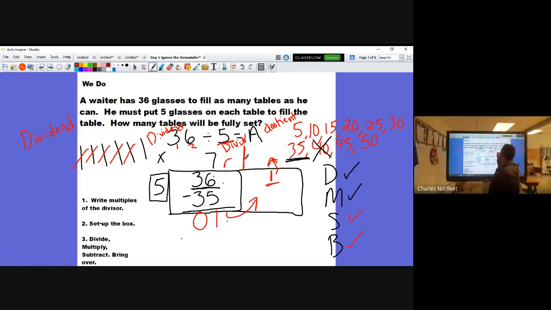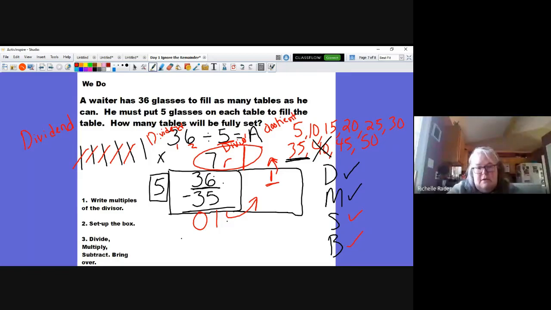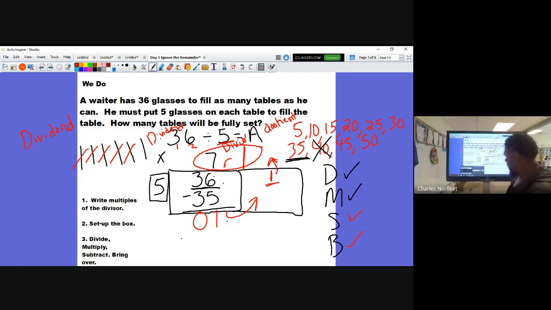So our answer here is 7 remainder 1. Before we move on, we need to check. And we're going to check by multiplying. So what are we going to multiply here? We're almost finished, guys. Ms. Raider, if you can call on one more person for me. Faith. How about Faith? Faith, what are we multiplying to check our answer here?